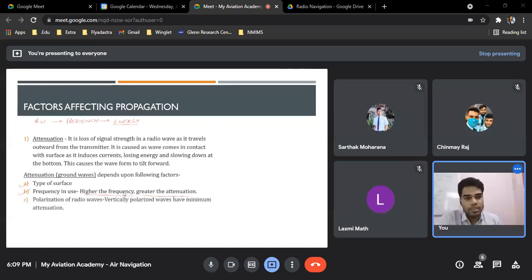Finally, the polarization. I explained in the first chapter that if you have a vertical aerial, that means a vertically polarized area.